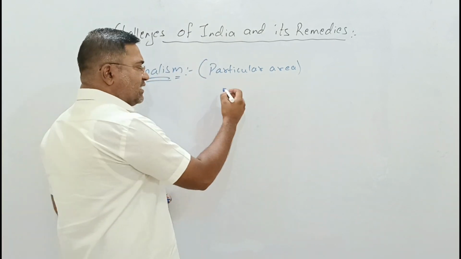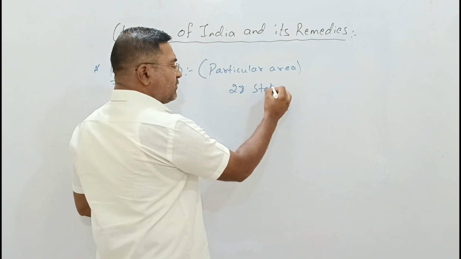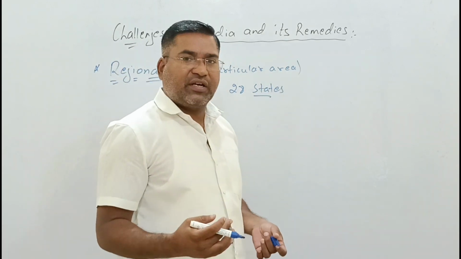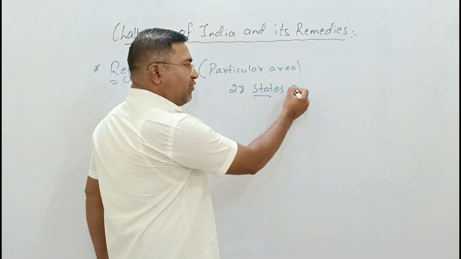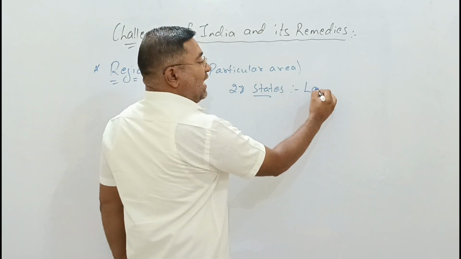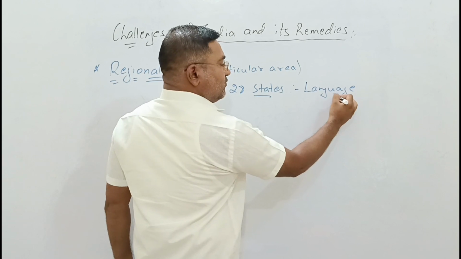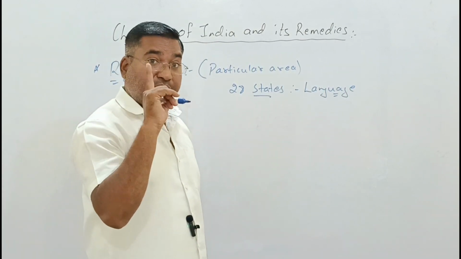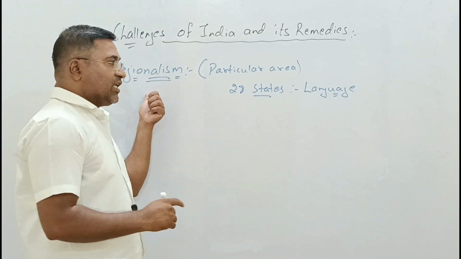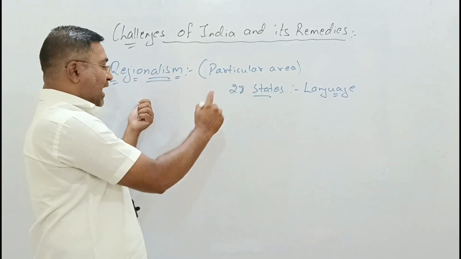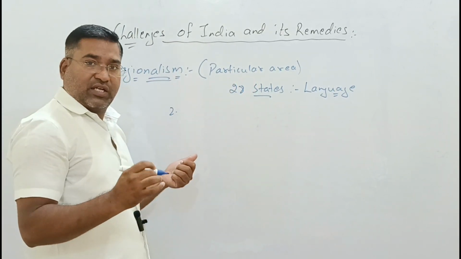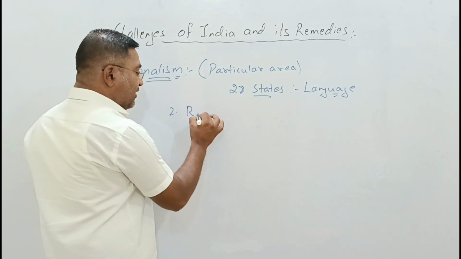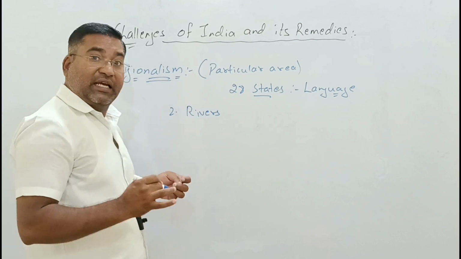As I said, there are 28 states, again with different cultures, different traditions, different customs, and one more new word, different language. Different language is one of the biggest problems of regionalism. So the first problem is language. The second problem arises about the natural resources which are available, like rivers.